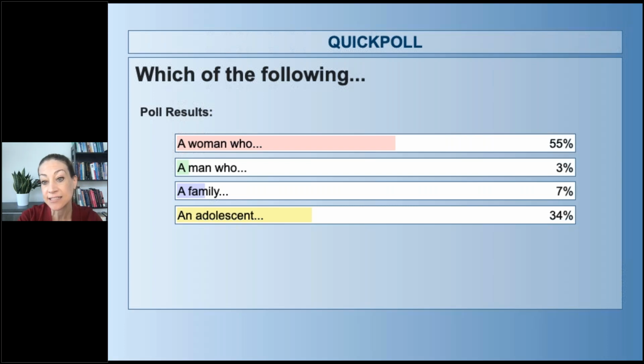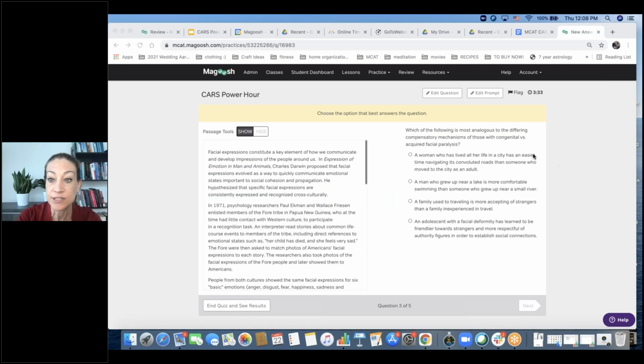So it says an adolescent with facial deformity has learned to be friendlier. There's some kind of comparison going on, but friendlier than what or whom? Friendlier than another person, friendlier than maybe they used to be. Okay, so facial deformity. Maybe this person just developed a facial deformity recently and they're friendlier now than they used to be. So there's no direct comparison.